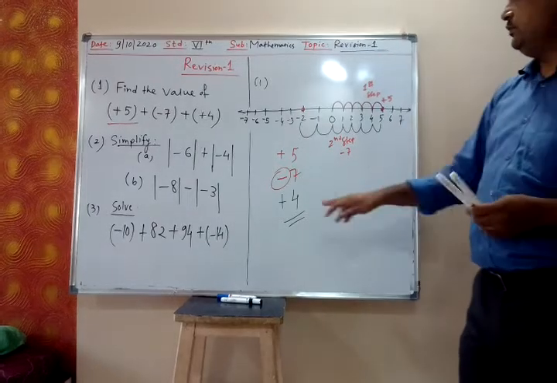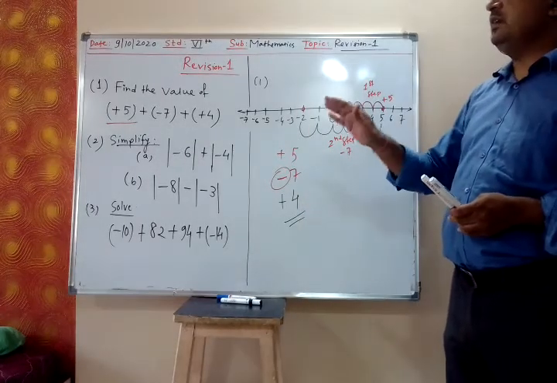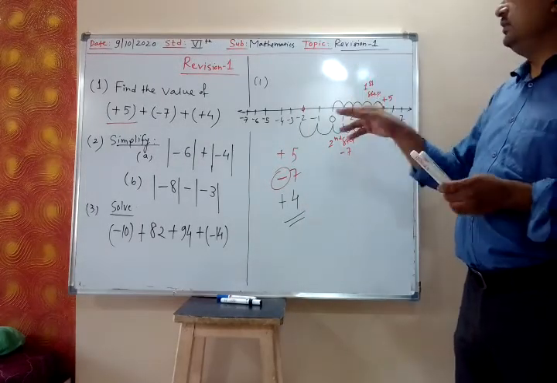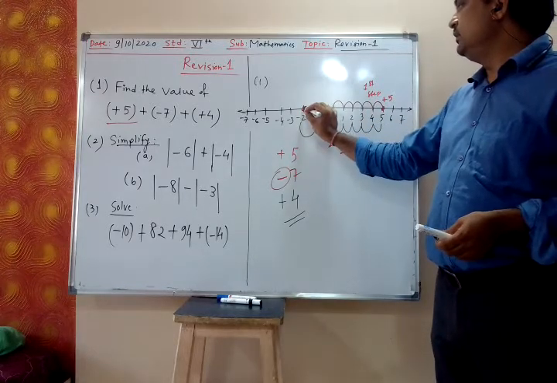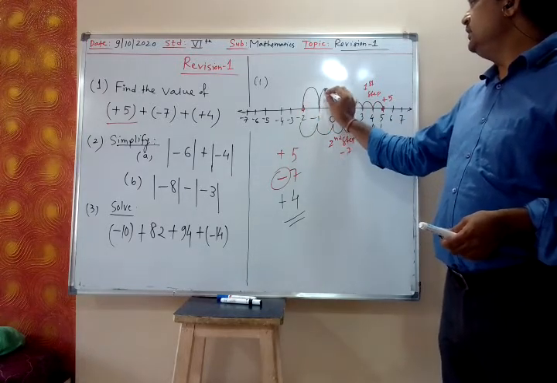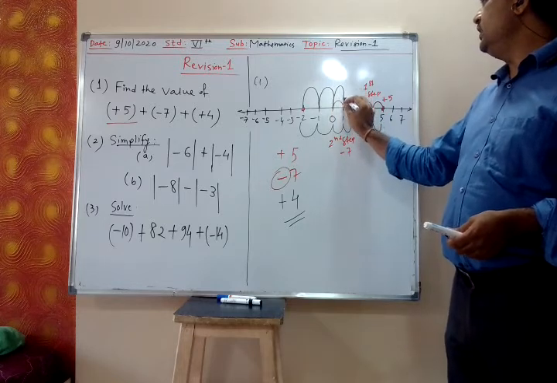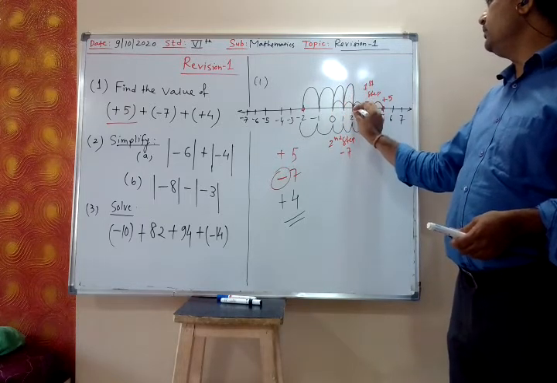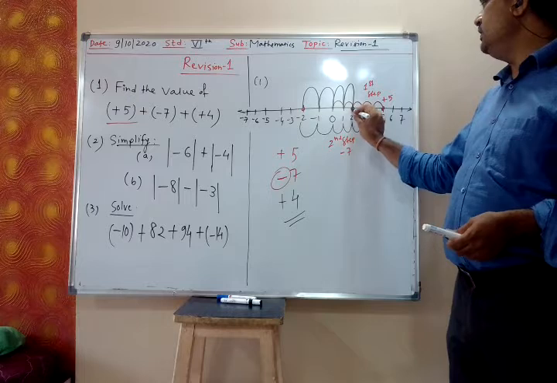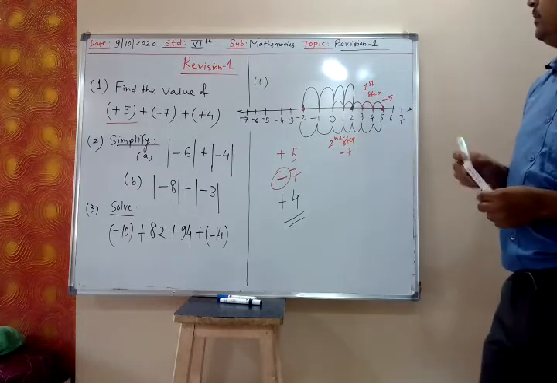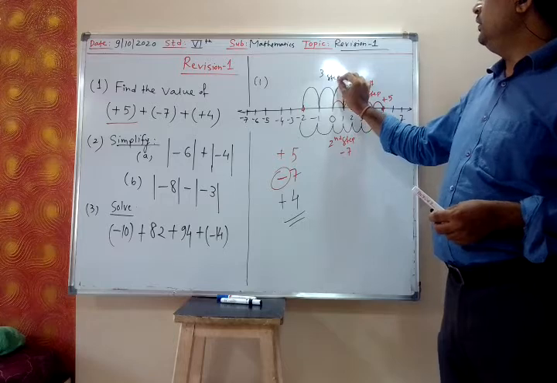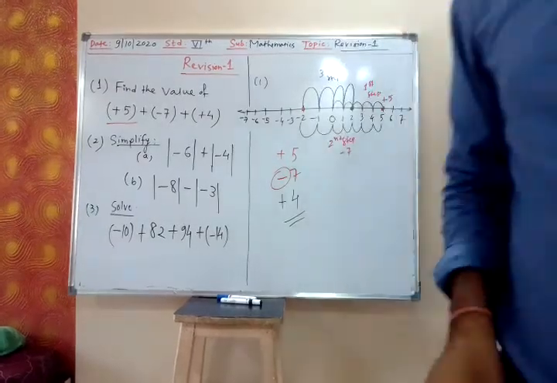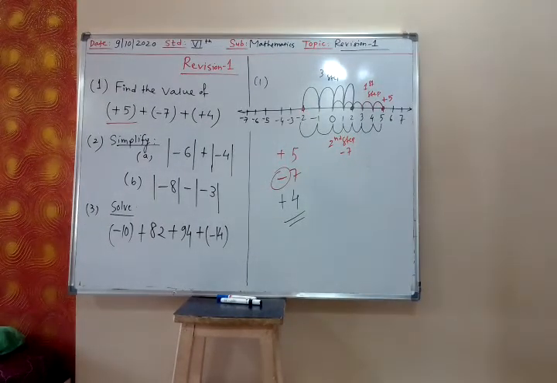Now we want to add plus 4. So plus 4 means I have to make 4 jumps to the right. From minus 2, I have to make 4 jumps to the right. So this is 1 jump, this is the second jump, this is the third jump, and this is the fourth jump. So where do we reach? We reach the point plus 2. Are you getting it?